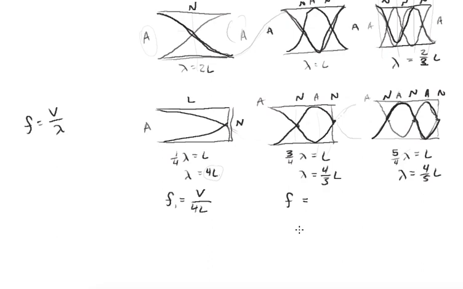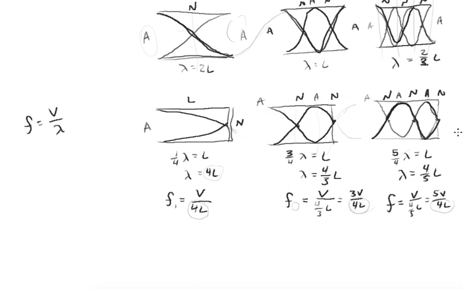This one, I'm not going to put a number there yet. This one is v over 4/3 L, which is 3v over 4L. So we have that 4L again, but this time we went from 1, not to 2, but to 3. 1, 3. Let's see what happens with this one. f equals v over 4/5 L, which is 5v over 4L. So we have that 4L. But now look at this.